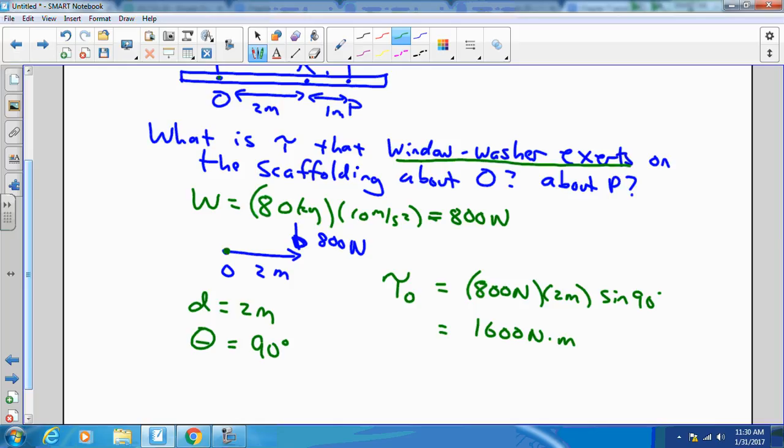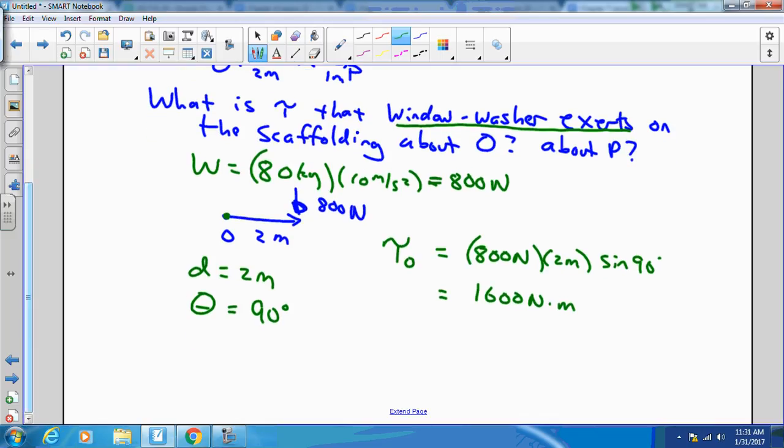You have to visualize which direction of rotation this force would cause. Would this cause a clockwise rotation, or would this force cause a counterclockwise rotation? It's pretty obvious it's going to cause a clockwise rotation. And so because our default orientation positive is counterclockwise, we're actually going to call this negative 1,600 Newton meters of torque. And the negative sign indicates that it has a tendency to cause a clockwise rotation.